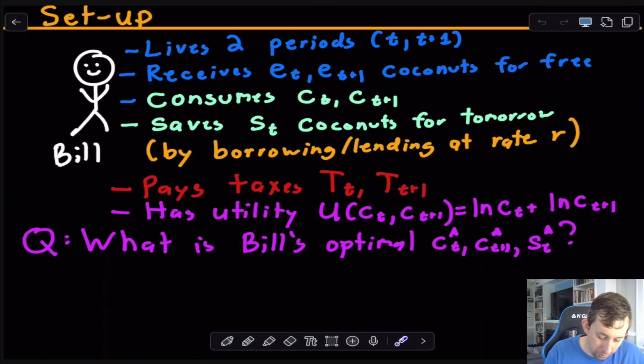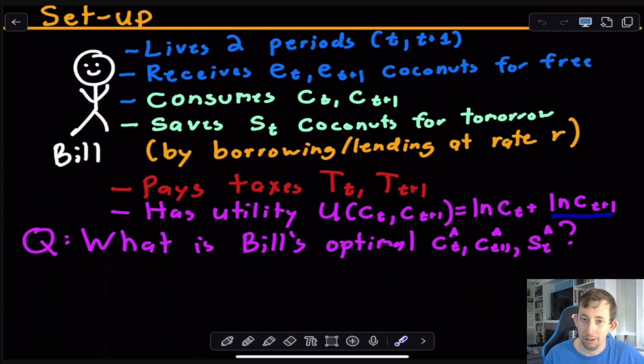Now what Bill can do is, Bill doesn't have to eat all of the coconuts that he gets today. Instead, he can borrow or lend some of those coconuts out to a friend, and he's going to lend them or borrow them at interest rate R. He's also going to have to pay some taxes, so that's going to be capital T in each period. And we're going to give him a utility function of consumption in each period, which is the natural log of CT plus the natural log of CT plus 1.